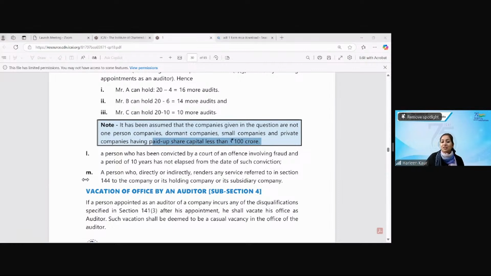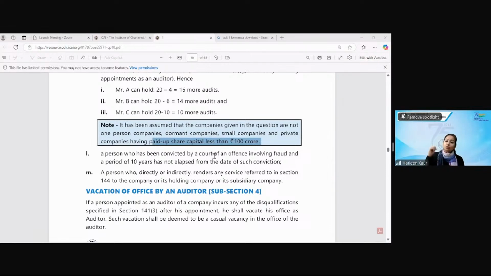Very good, Swati. So I can still audit 5 more companies because OPC, dormant companies and private companies having less than 100 crore capital are not counted in the limit of 20. So those 5 companies you did not count. That means I'm having 15 audits right now. So I can still have 5 audit companies more. Is that clear, children?